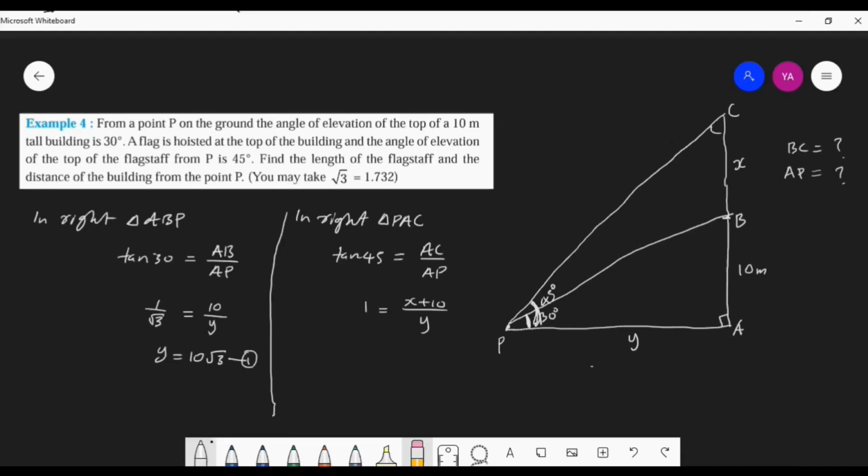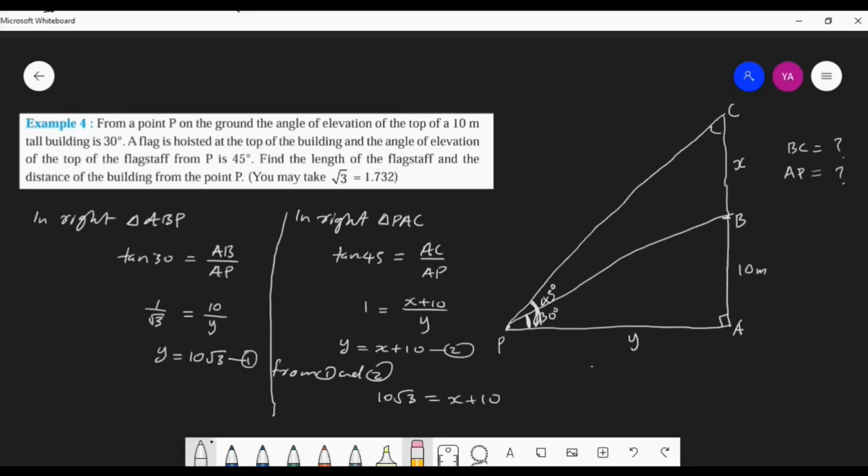So from this, what will we get? y is equal to x plus 10. And we combine 1 and 2, or we substitute 1. What will you get? 10 root 3 is equal to x plus 10.